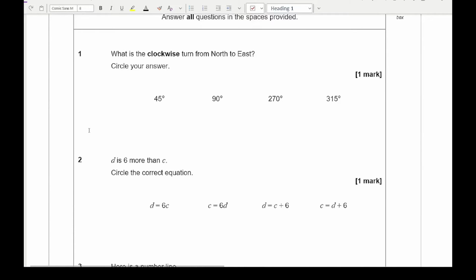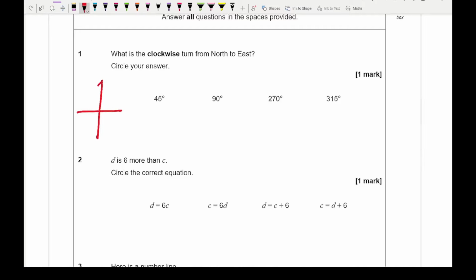So question 1 says, what is the clockwise turn from north to east? So if we draw a quick compass points, we've got north, east, south, west. So we're starting at north, going in a clockwise direction to east. So that's going to be looking at this angle here. And that angle is 90 degrees. So it's going to be option 2.